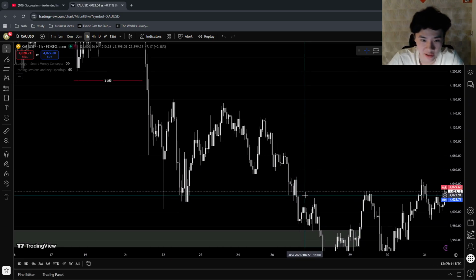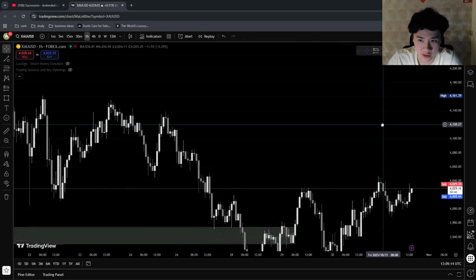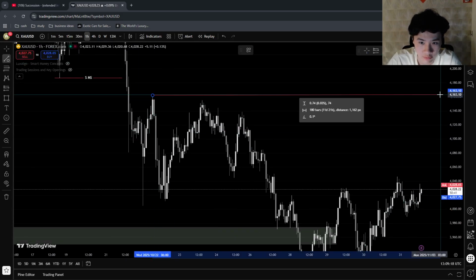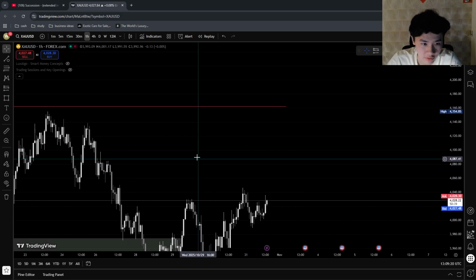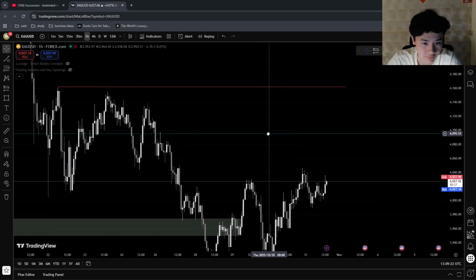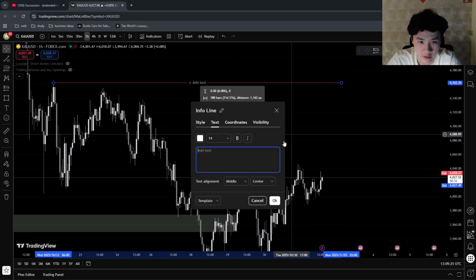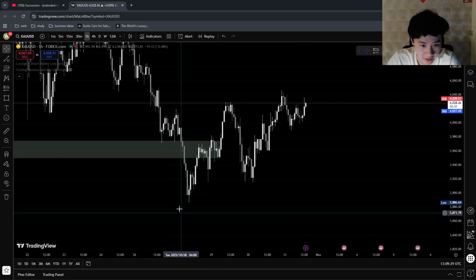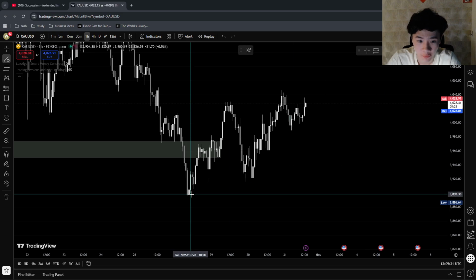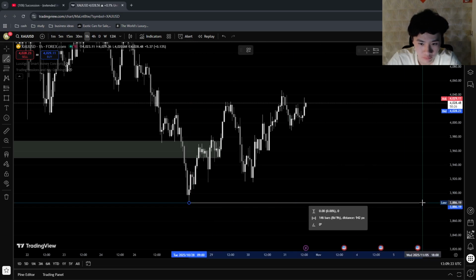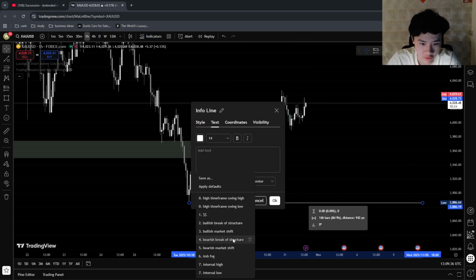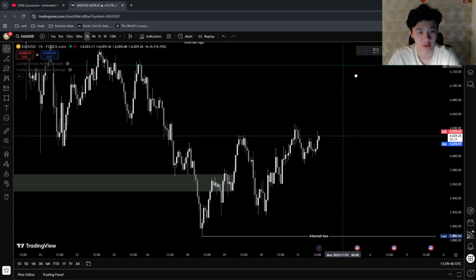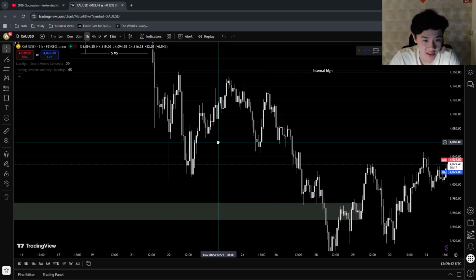Okay, so coming down, we can identify our internal structure. I'll take these ones as my internal highs. These are fine. These will be my internal highs. And this low right here will be my internal low. There we go.